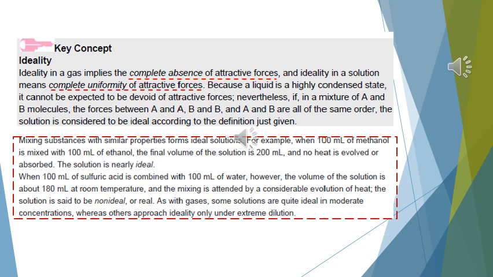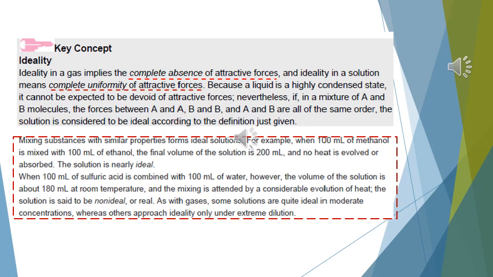Now, as an example of ideal solutions or real solutions, if we mix 100 milliliters of methanol with 100 milliliters of ethanol, we will get a final volume of 200 milliliters. No heat is evolved or absorbed, and the solution is nearly ideal. It doesn't say that the solution is ideal. It's nearly ideal because ideality is something absolute. It's 100%. So even with this example, we are nearly ideal, but not ideal.